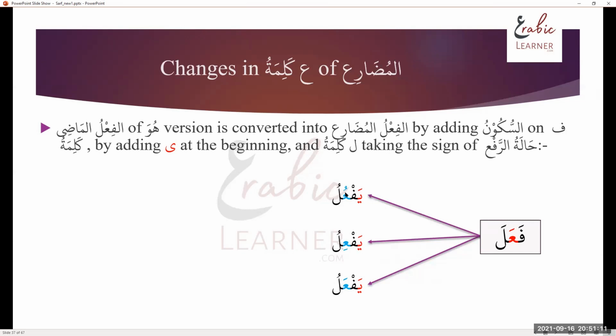In the first case, Fatha becomes Dhamma. Fatha becomes Kasra. Fatha remains Fatha. So three possibilities are possible because he is flexible, a middleman. Whenever we talk about Sarf, we will not talk about Maadhi and Mudaare separately. We will always talk about them in pairs, together. So we will say fa'ala yaf'ulu.